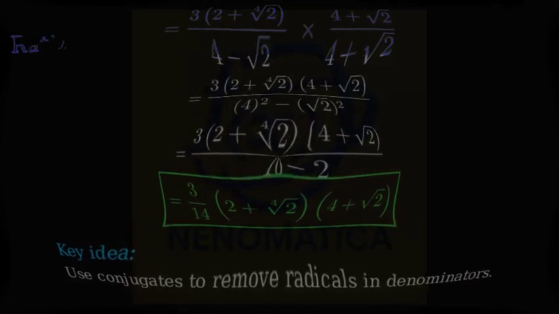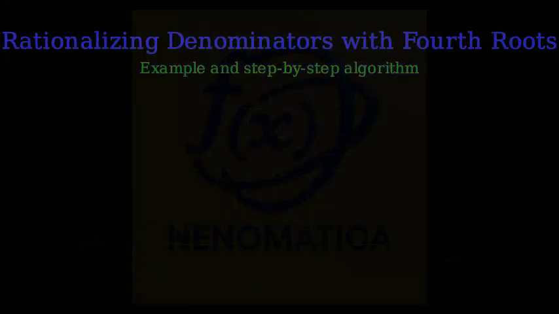In this lesson, we will rationalize a denominator that contains fourth roots. We will follow a clear algorithm. Multiply by the conjugate, simplify with the difference of squares, and repeat until the denominator becomes a plain number. Here is our example. 5 divided by the fourth root of 3 minus the fourth root of 2. Our target is to remove radicals from the denominator.